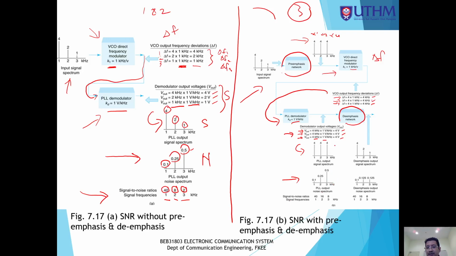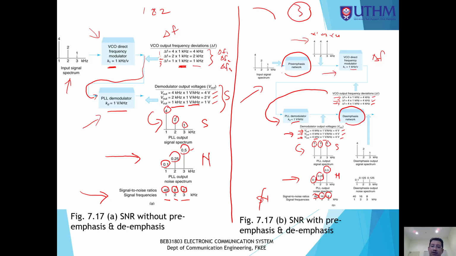This is S, this is N. If you calculate the SNR, S over N, we get SNR 40 at 1 kilohertz, which is 4 divided by 0.1. 4 divided by 0.25, we get 16. 4 divided by 0.5, we get 8 at 3 kilohertz. SNR is S over N.